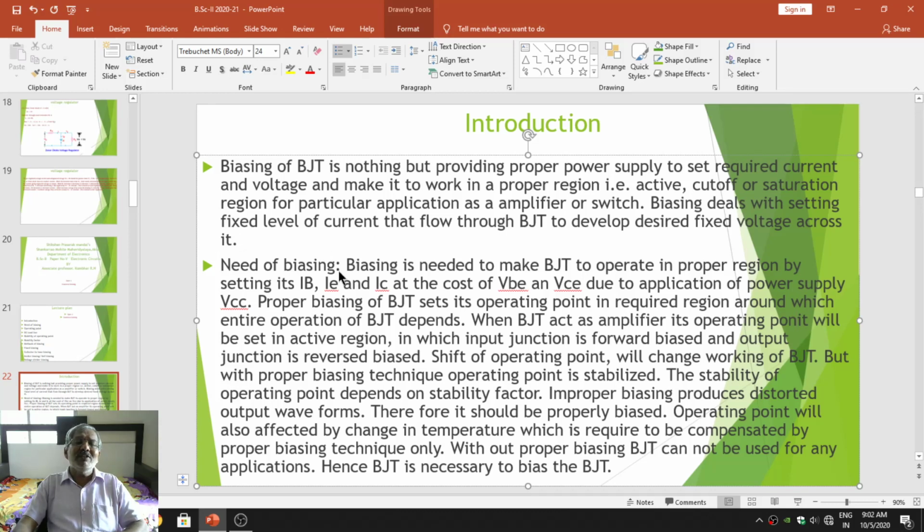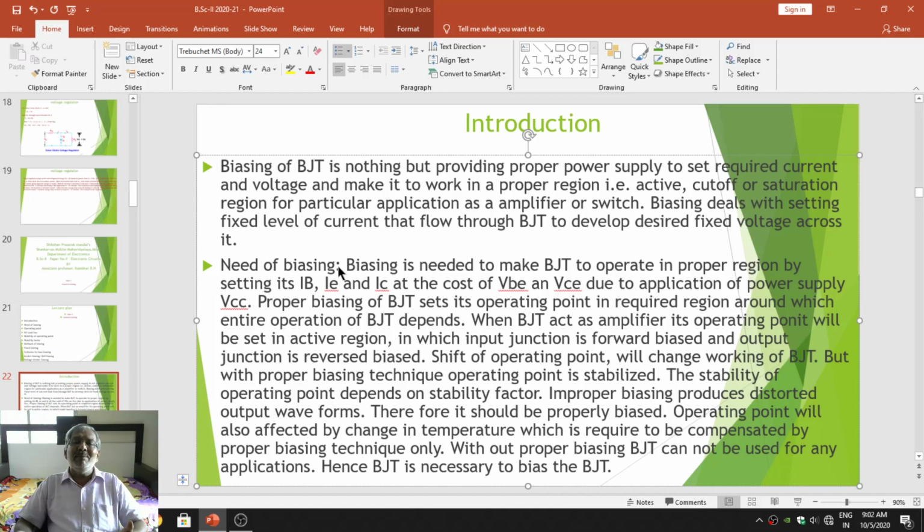Friends, now we have to proceed to study why biasing is needed. If biasing is not done, then what happens? The answer to this question is that if biasing is not done, the transistor will remain as simply a physical device. It will not give you any kind of operation for us.